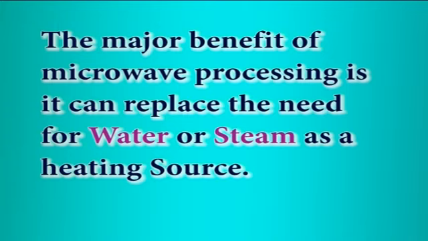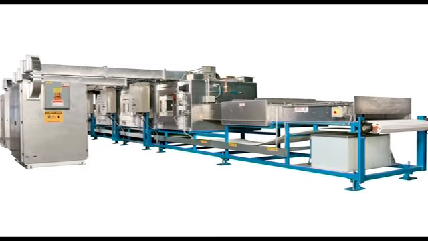The aim of using microwave processing in preservation is to deliver a more homogeneous heat treatment at a faster rate than conventional heating. In general, and in pasteurization or sterilization in particular, such fast flow of heat is an added advantage as the time of heating can be brought down. The major benefit of microwave processing is it can replace the need for water or steam as a heating source. Therefore, it is possible to manufacture continuously rather than batch-wise.